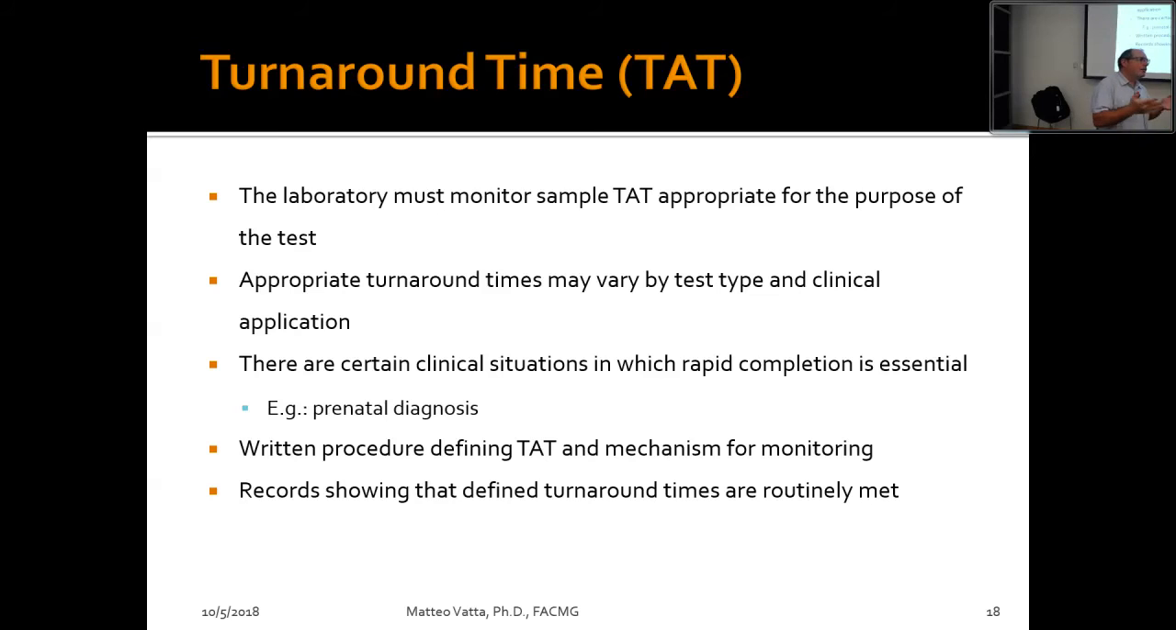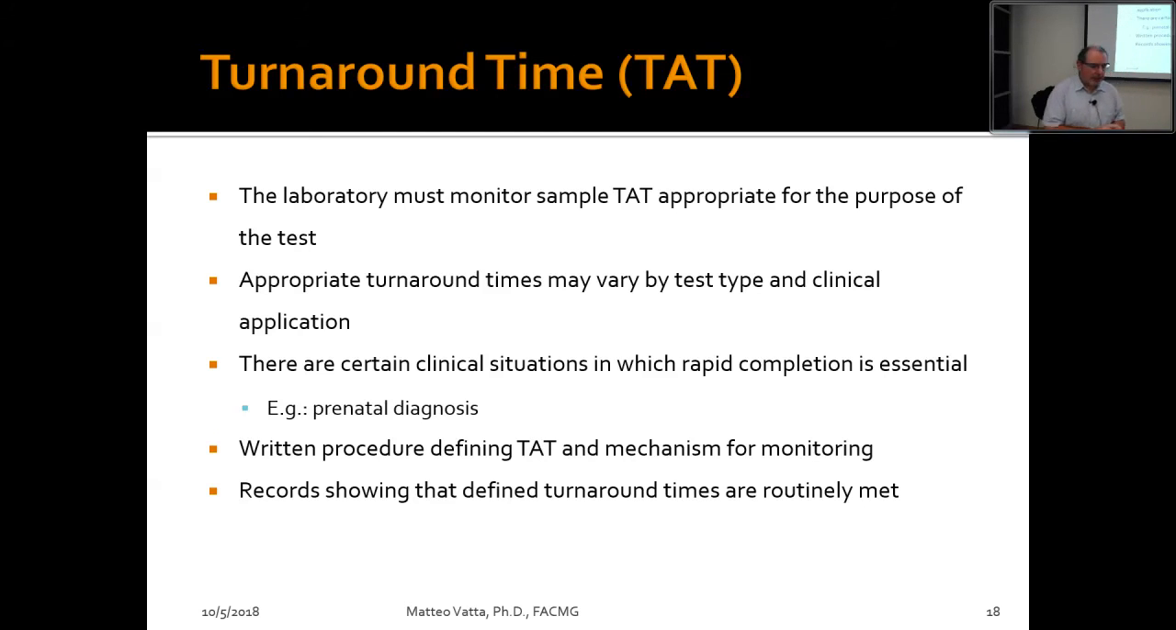But for small gene panels done for surgical purposes, for breast cancer, I think that having a 5-day or a one-week turnaround time is absolutely expected and necessary. So the appropriate turnaround time may vary by test type and the clinical application. There are certain clinical situations in which, of course, there is a need for a short turnaround time, or STAT. For instance, prenatal diagnosis is one case where they need to establish a short turnaround time.